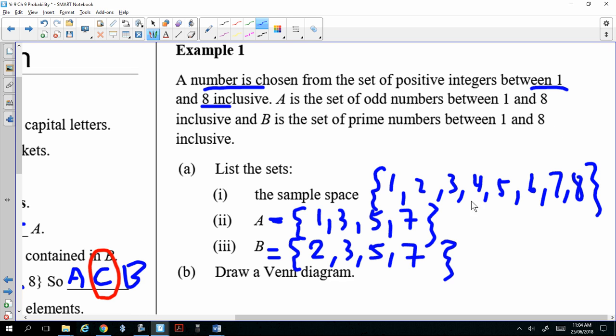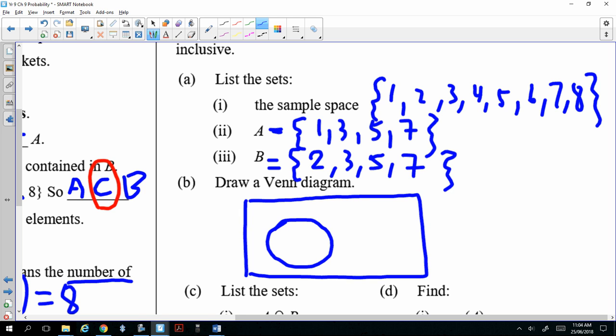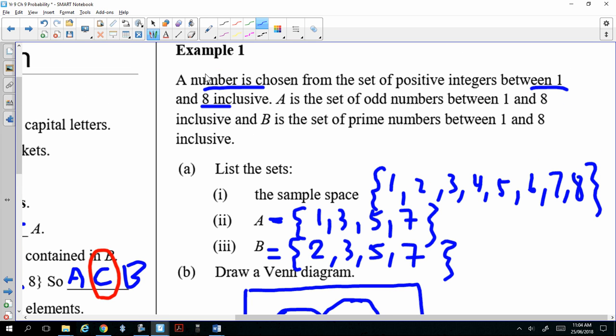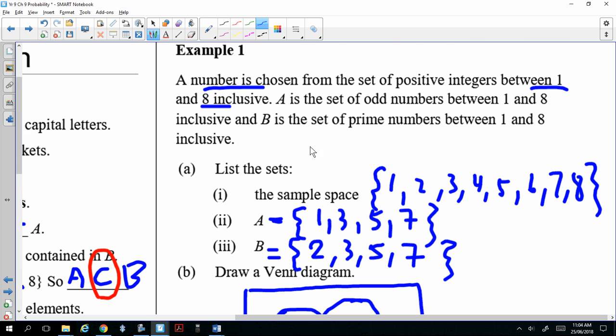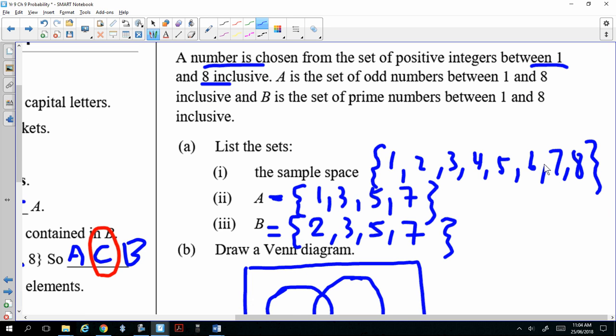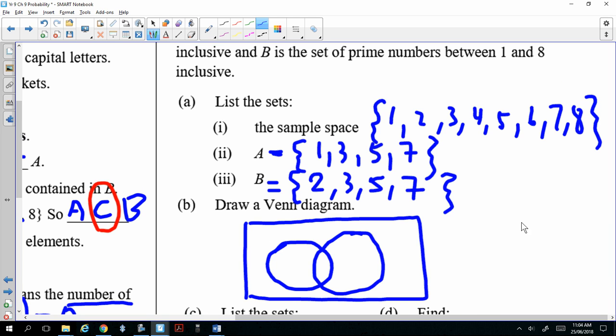Okay, let's draw a Venn diagram. So the Venn diagram will look like this. The sample space is all the possible numbers because you are selecting from 1 to 8. So it's all the numbers. When you do the experiment of choosing numbers from 1 to 8, these are the possible outcomes in that experiment. Now put a rectangle, because there could be something outside the circles.